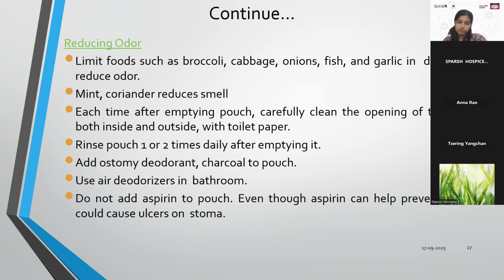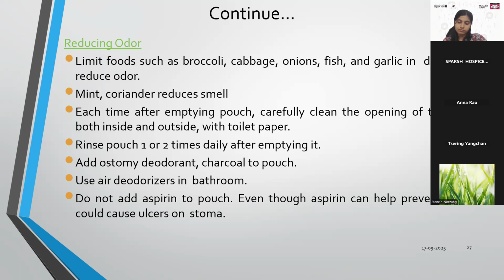Each time after emptying the pouch, carefully cleaning the opening of the pouch is also very important, on both the sides, inside as well as outside. There are a lot of videos also available. You can watch them. I have given one such video link in my reference in this PPT also, so that you can watch. And there are videos available with Pallium also, which can be shared with you.